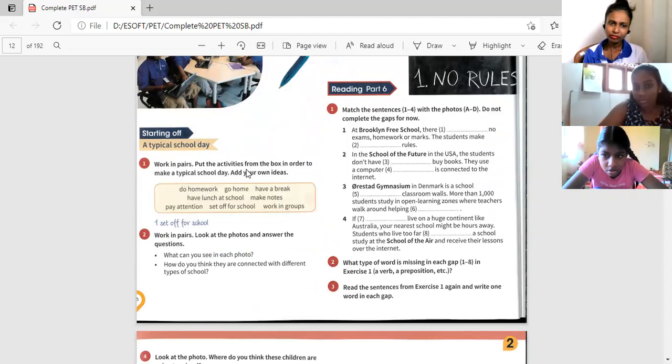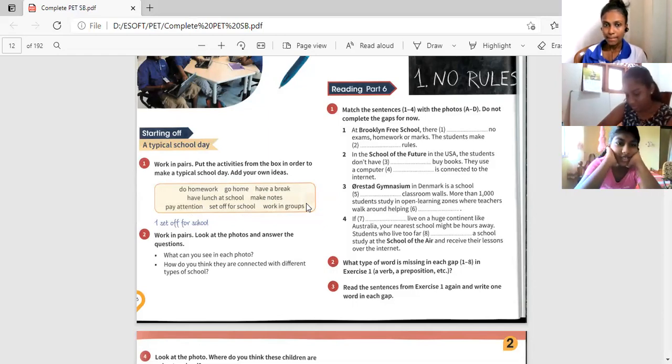Okay. So, starting off, a typical school day. You cannot work in pairs. Put the activities from the box in order to make a typical school day. Add your own ideas. So in a normal school day, what do you do? Look at the box. Do homework, go home, have a break, have lunch at school, make notes, pay attention, set off for school, work in groups. What are the things that you do in school? In a typical school day.